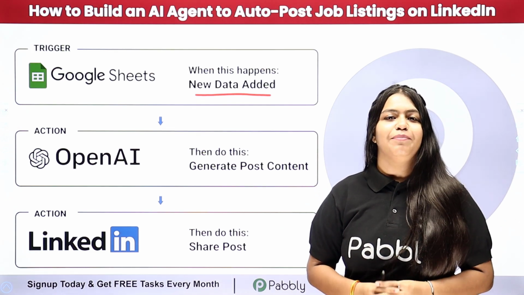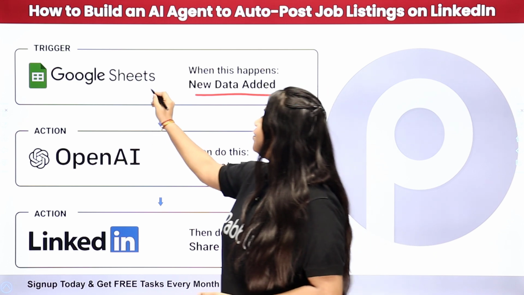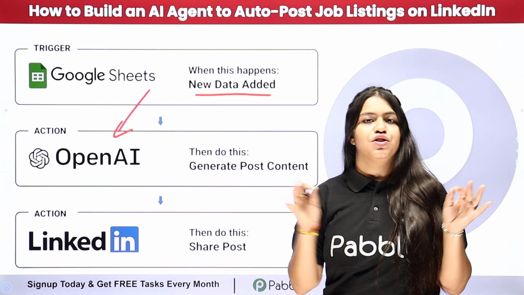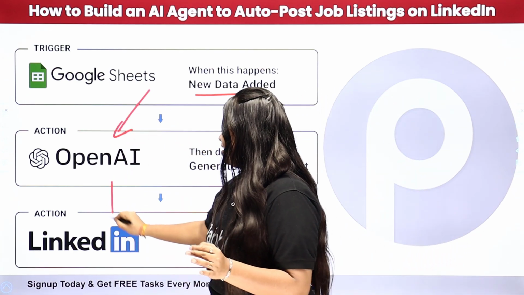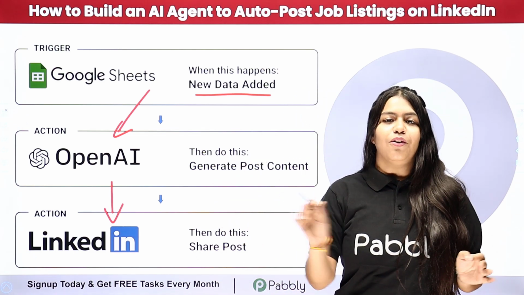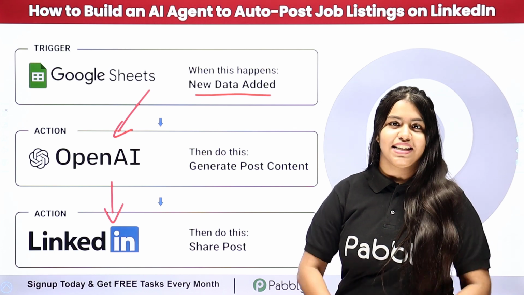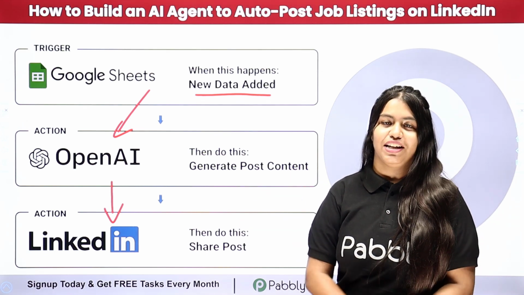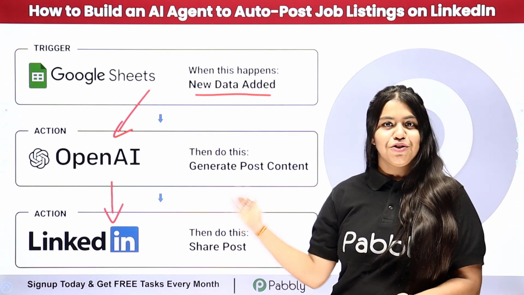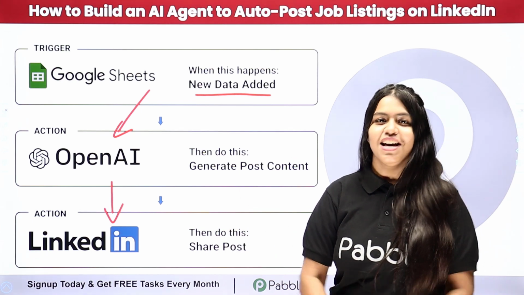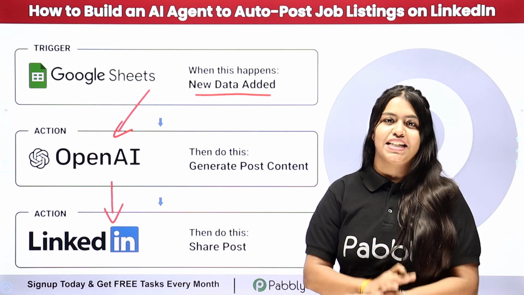To do this, we are going to create a connection between Google Sheets, my AI agent, which is OpenAI, and then LinkedIn. And to create this connection without knowing any programming or coding language, we are going to use Pabbly Connect. It is an amazing automation software. So do you also want to create this automation for your business? Then for that, you have to come with me towards my screen.